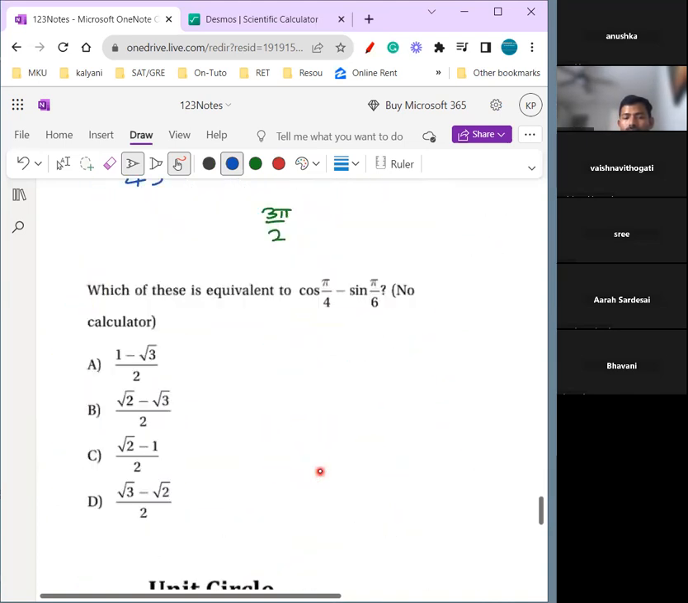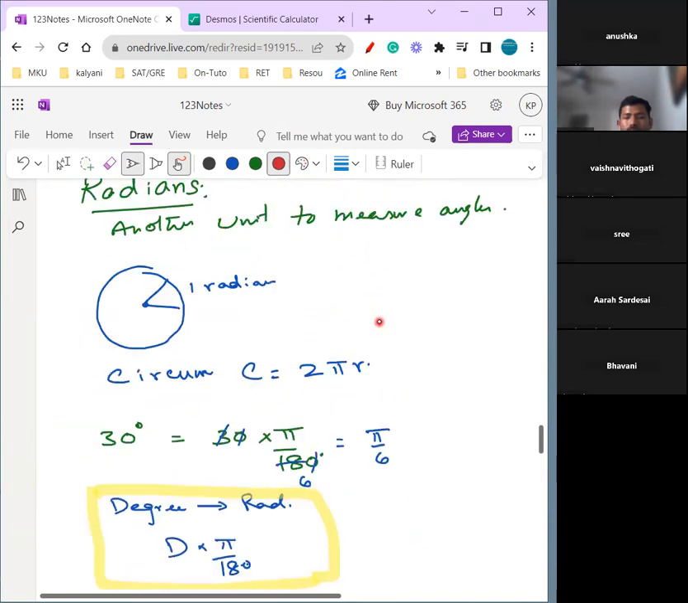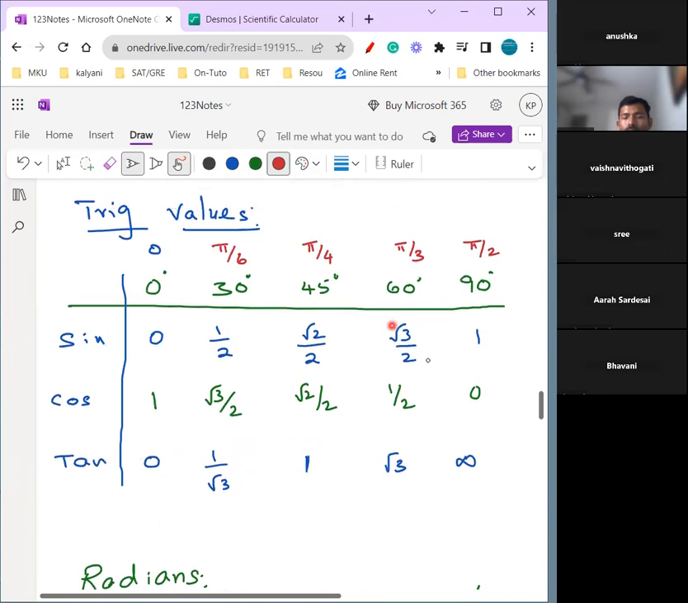So I'm going to take that and write it this way. Radical 2 over 2 minus sine pi over 6. Sine pi over 6 means here, but I'm looking for this sine, not the cosine. Sine is here. That's a 1/2. So I'll take that one. Good to go, Bhavani? So I'll take that as 1/2.